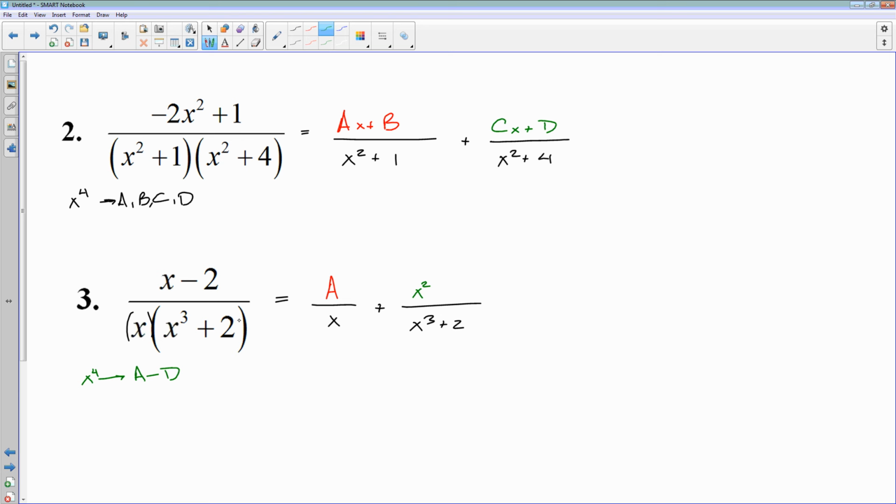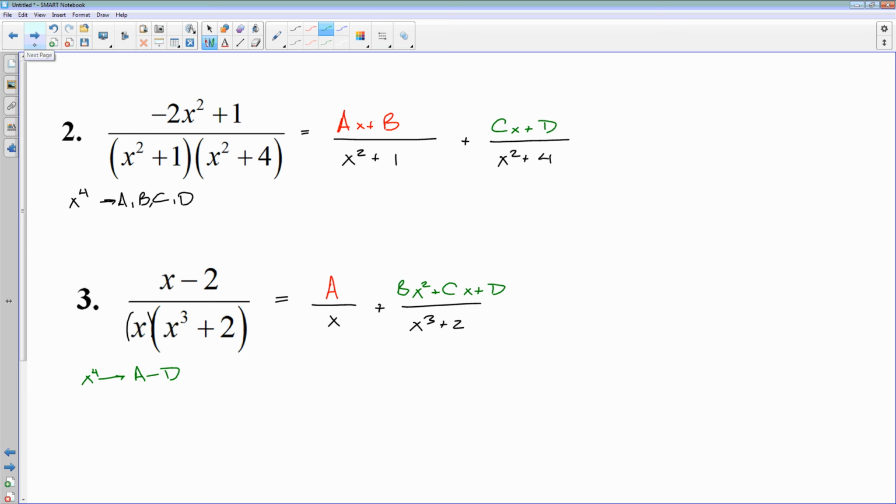And so what I'll do is I have my a, I'll call it bx squared, and then I'm just going to count down on my exponents, cx and d. And that allowed me to get all 4 of my constants in the setup. So there's how we're going to set up the nonlinear factors.